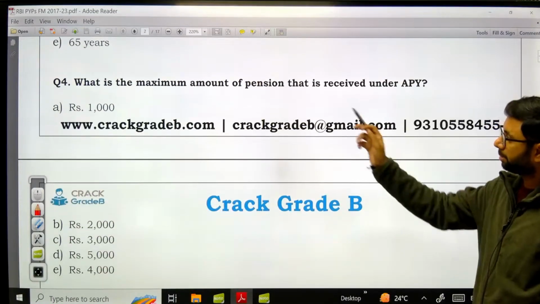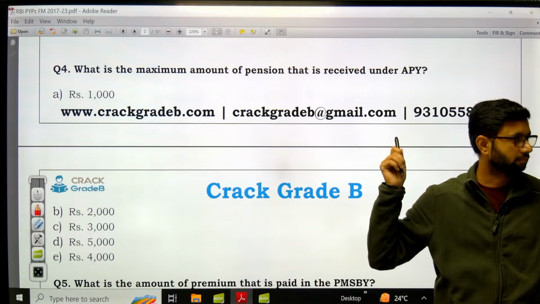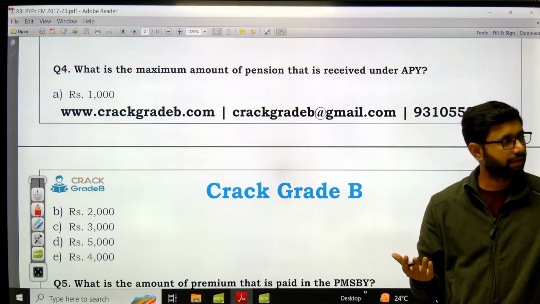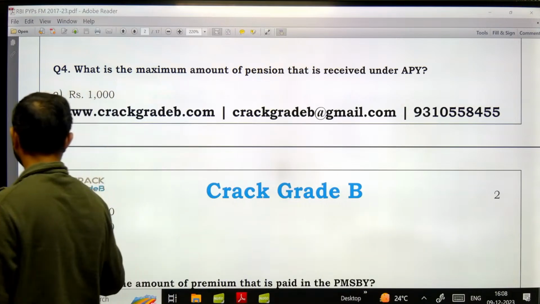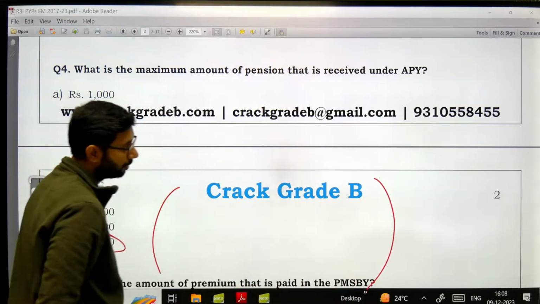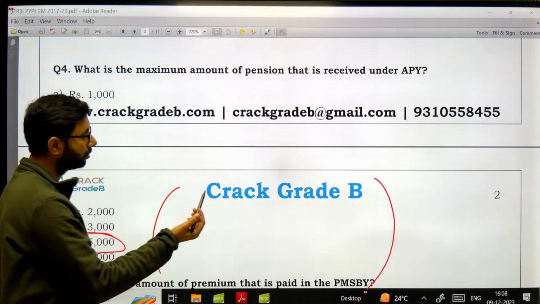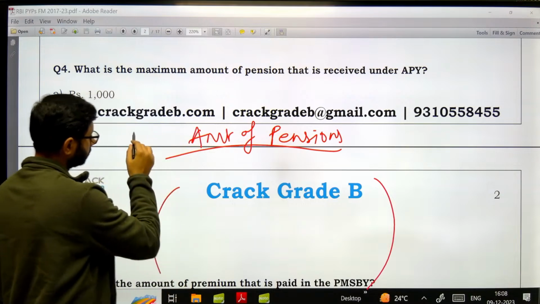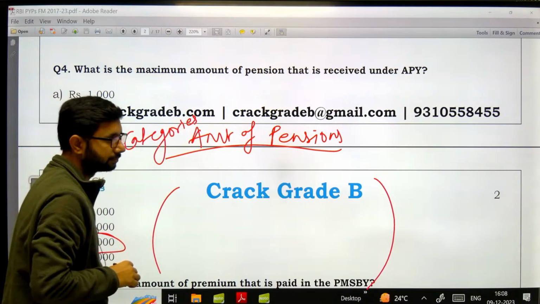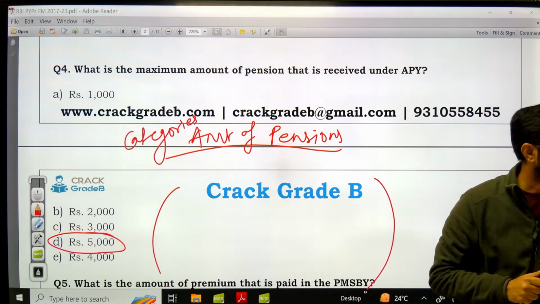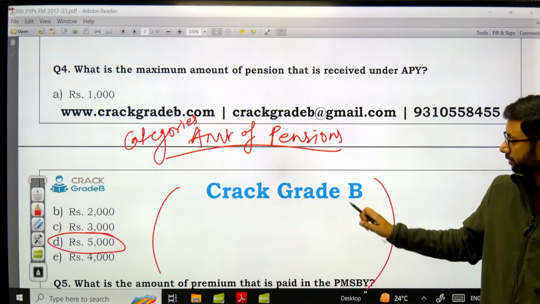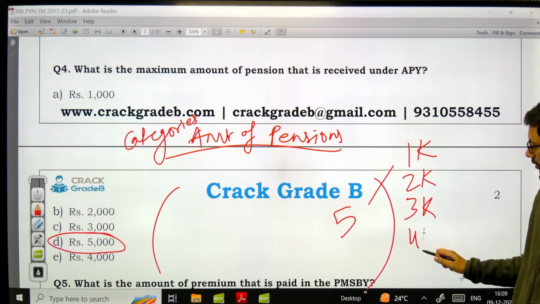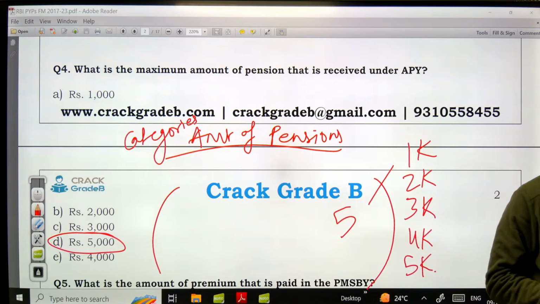Let's see the next question. What is the maximum amount of pension that is received under Atal Pension Yojana? It's a very easy question. It's all about basic features that we usually read in every scheme. Yes, all of you are correct. 5,000 rupees. Now, can you tell me in what different amounts the pension is provided under Atal Pension Yojana? How many categories of pension are provided, amount wise? Five categories: 1,000, 2,000, 3,000, 4K as well as 5K. Yes, correct.